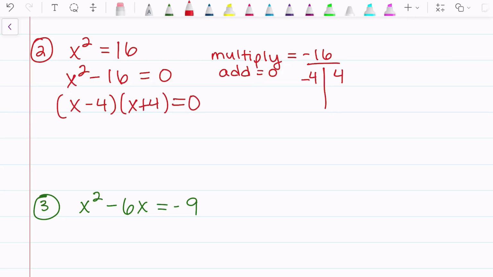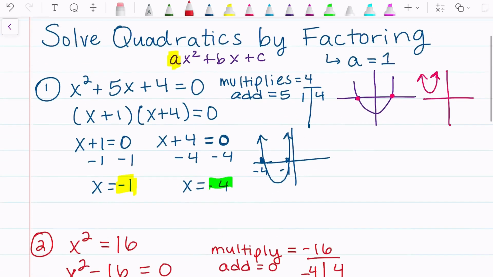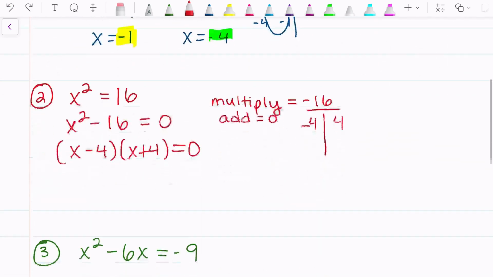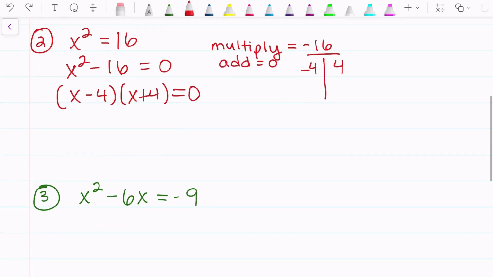So I'm going to show you the steps again of how to get those x values. But if you're looking up here, we ended up with negative 1 and negative 4. Do you notice that that's just the opposite of the factors? And so when a is 1, you can just do the opposite of the factors, and those are the solutions. But I'm going to work it all the way out.